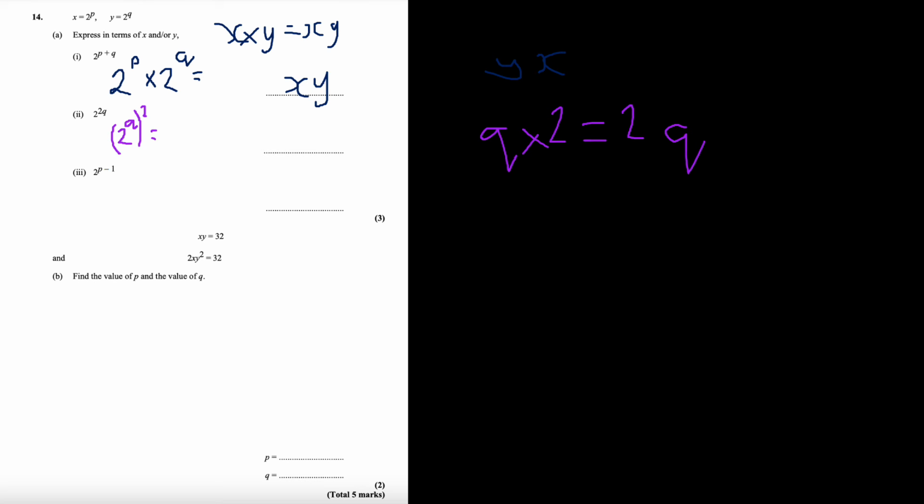Okay, so we're going to have y to the power of 2, so it's going to be y squared. Part II, 2 to the p minus 1. Well, I'm going to have 2 to the p times 2 to the minus 1. 2 to the p equals x. 2 to the minus 1 is going to be a half. So it's going to be a half x, or x over 2. So I'm going to put a half x there, or x over 2.